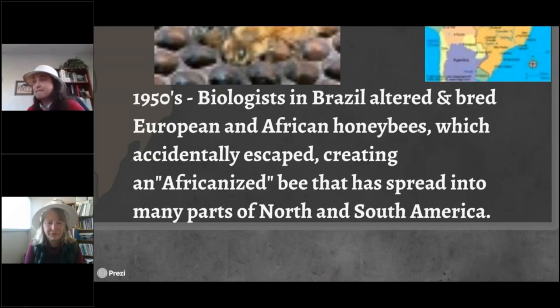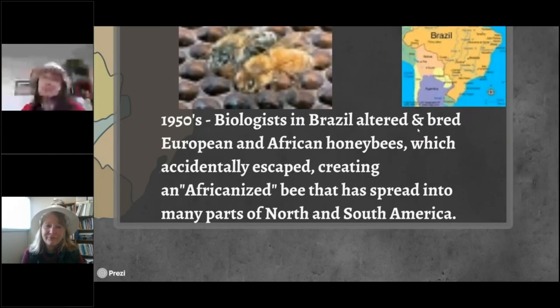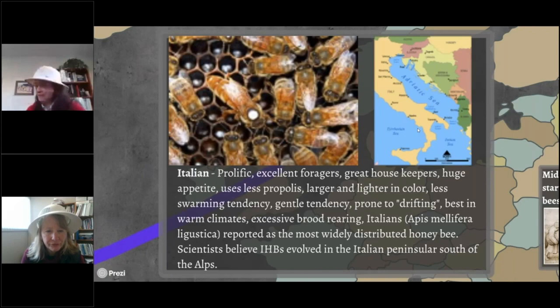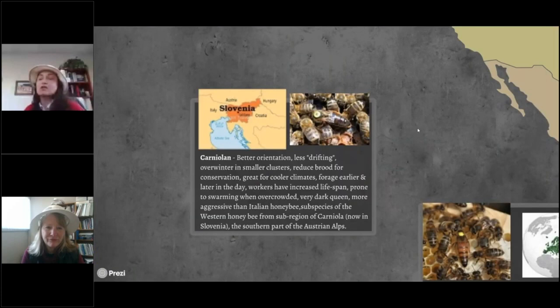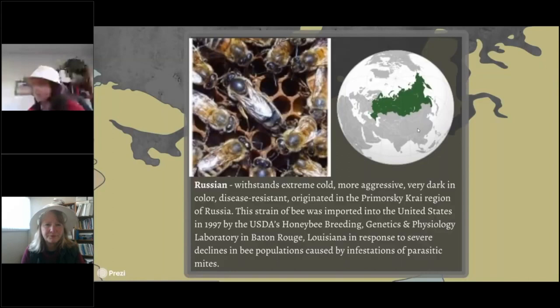Now we'll talk a little bit about the varieties available, and varieties used by people all around Alaska. This is the Italian. Then see how she's a little bit darker. And then we have the Russian. She's the darkest bee and the most aggressive. She forages way earlier in the morning and later into the evening. And then there's the Buckfast, a man-made strain from Europe.